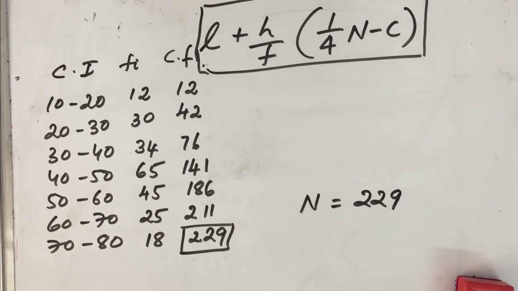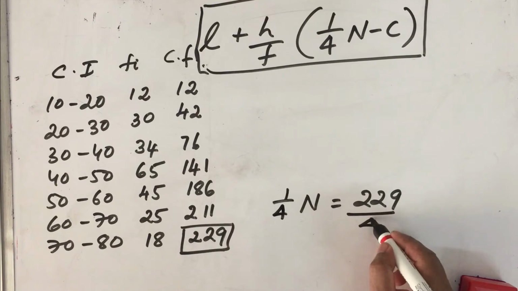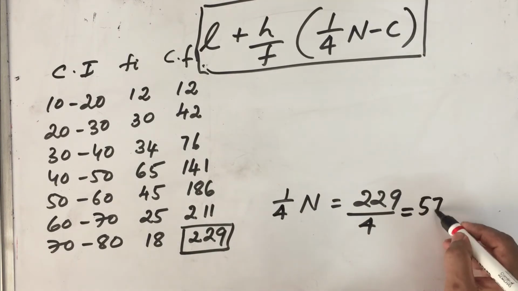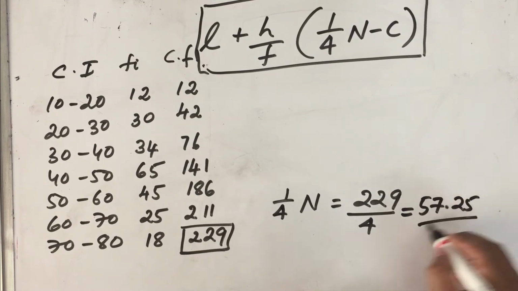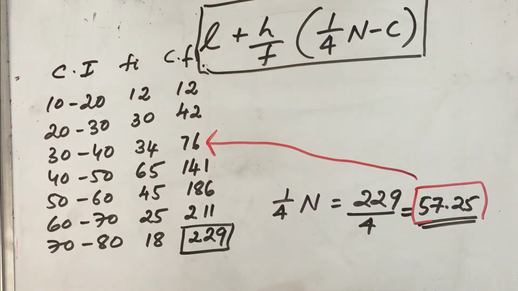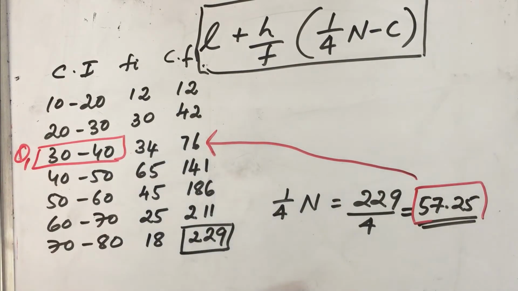So we need to find 1/4 of it. 1/4 N is 229 divided by 4, which will be equal to 57.25. Now we need to find the cumulative frequency greater than 57.25. The cumulative frequency greater than 57.25 is 76. So therefore, this is going to be the Q1 class. Now we have all the values.